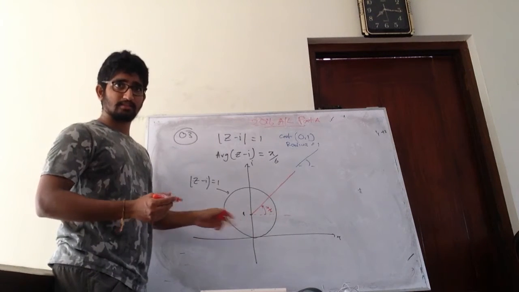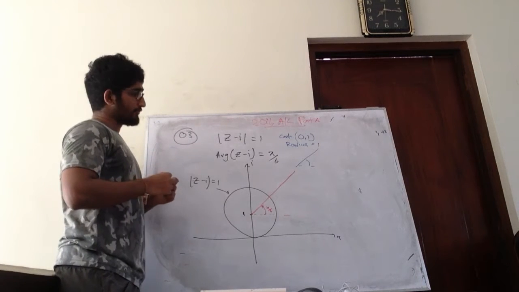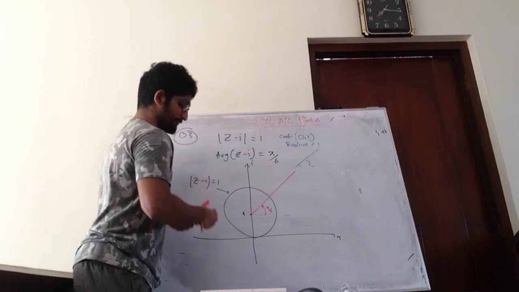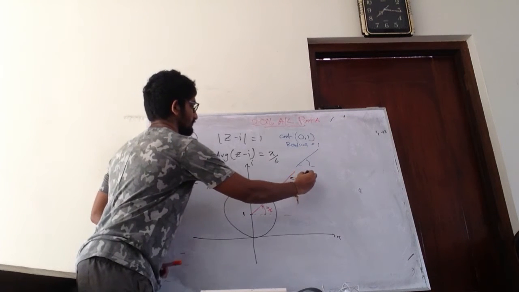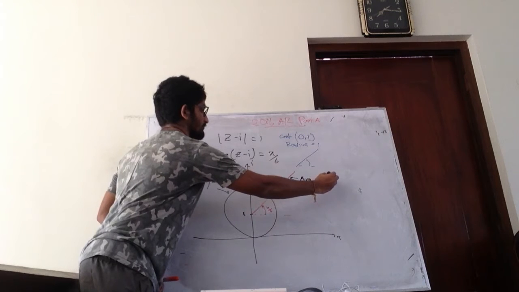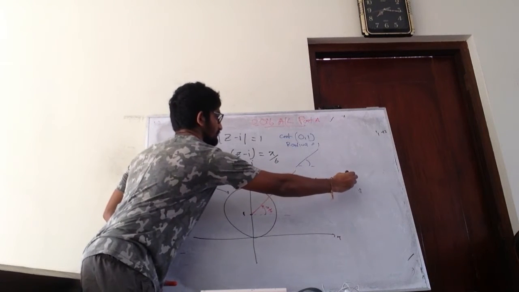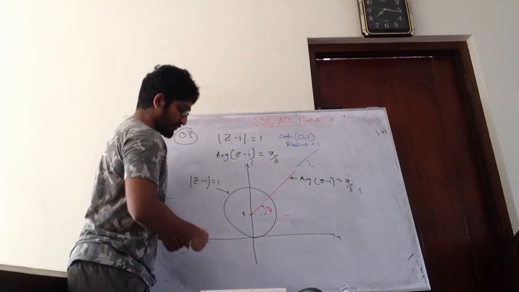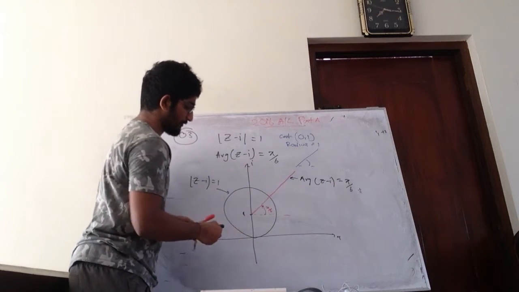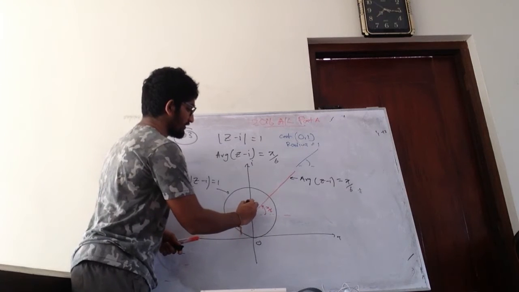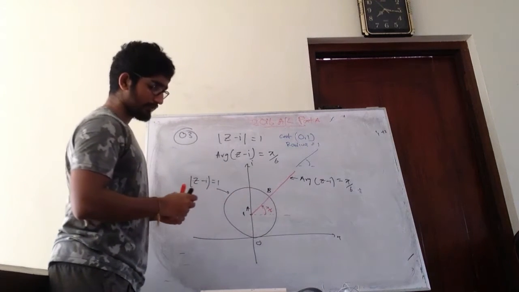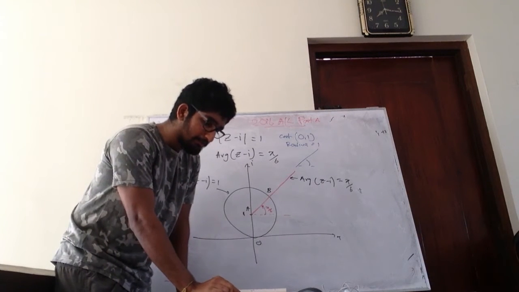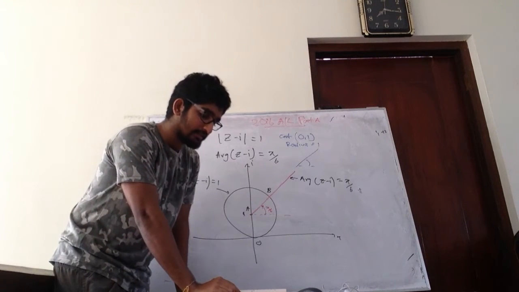Can you all see this? Yeah? Right, so now I'm going to name these. This is 0. This is A. This is B. Then they are saying find the complex number represented by the point of intersection.